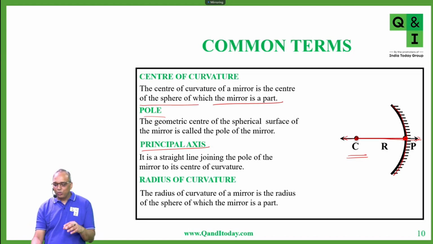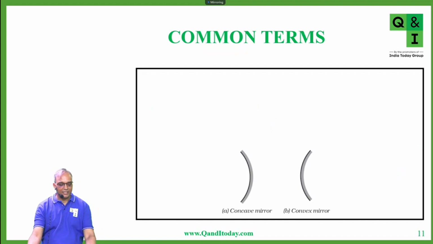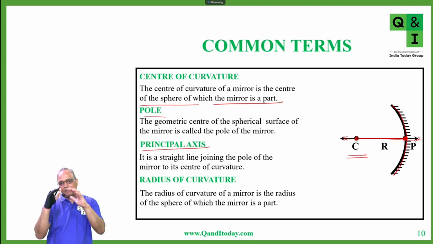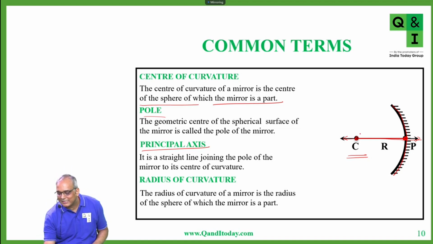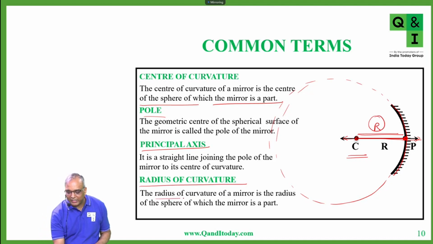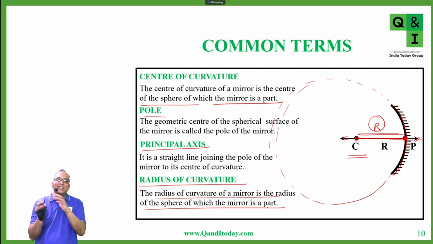Now, as we know, this was a part of a sphere, right? This spherical mirror is a part of a sphere, and that sphere will have a radius. This is that radius. If you draw this whole sphere, this is the radius of that sphere, and that radius is called the radius of curvature. So the radius of curvature of a mirror is the radius of the sphere of which the mirror is a part.